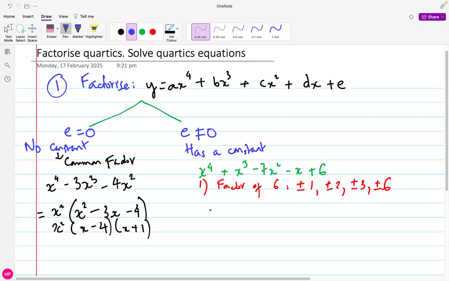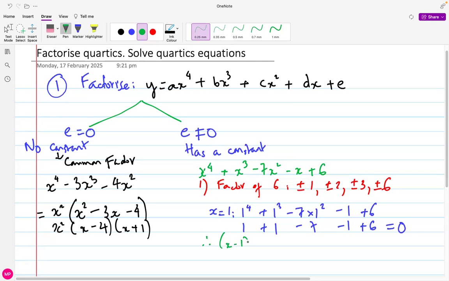So if I try x equals 1, then I sub 1 in: 1^4 plus 1^3 minus 7 times 1 squared minus 1 plus 6. So I have 1 plus 1 minus 7 minus 1 plus 6. That luckily gives me 0. If it didn't give you 0, then you have to try -1, and if it didn't work, then try 2, and so on. Because you substituted 1 in and it ended up equal to 0, you would say x minus 1 is a factor.